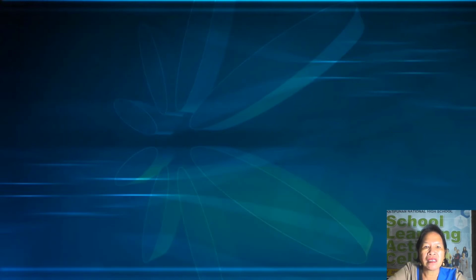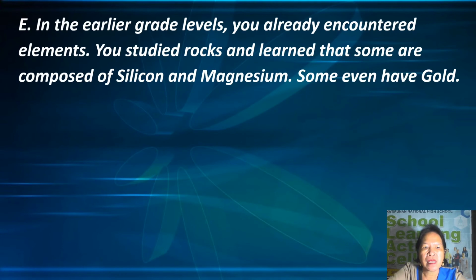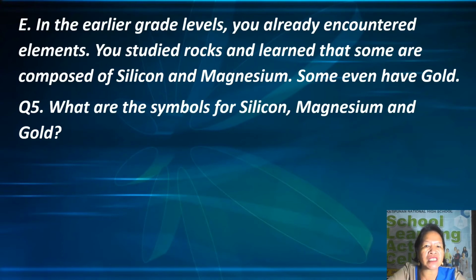Okay? Still, we have to continue our activity. In the earlier grade levels, you already encountered elements, right? You studied rocks and learned that some are composed of silicon and magnesium. Some even have gold. So, what are the symbols for silicon, magnesium, and gold? Let us see your answers.